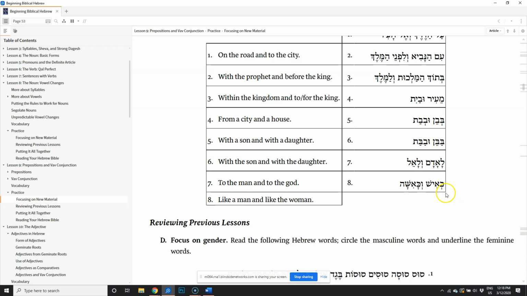And then finally, number 8, we have K'ish. So this is just your standard Kaf preposition with Shava, K'ish. This is like a man.